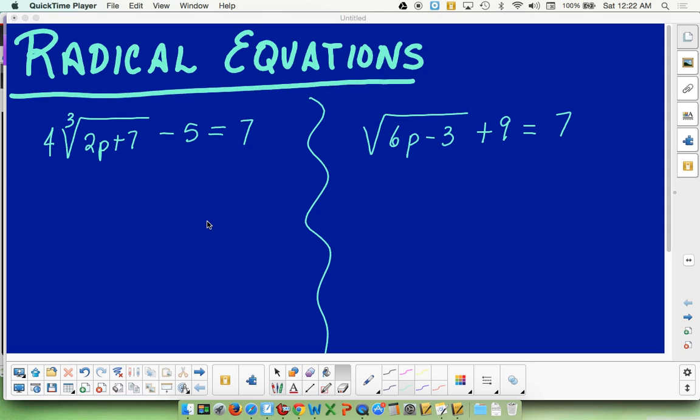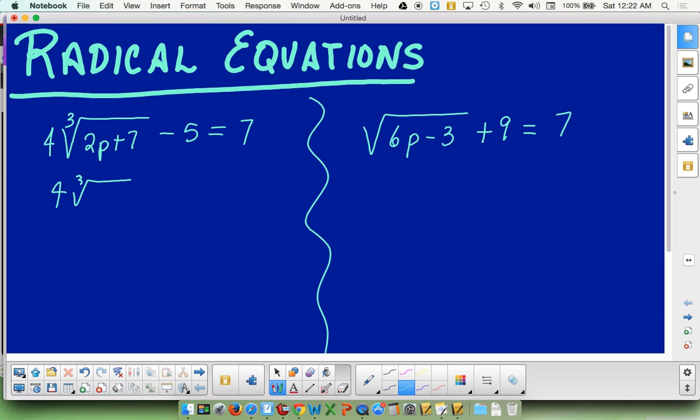If it's a problem with just one radical, they're relatively simple. You need to isolate the radical, square it, cube it, whatever it takes to get rid of the radical, and then continue to solve. So in this case, if I want to isolate this first radical, I need to get rid of the 5 first. You get rid of all things added or subtracted, and then get rid of any coefficients out front. So I add 5, that will give me 12. And then I'm going to divide by 4 to get rid of the 4, and I'll have cube root of 2p plus 7 equals 3.